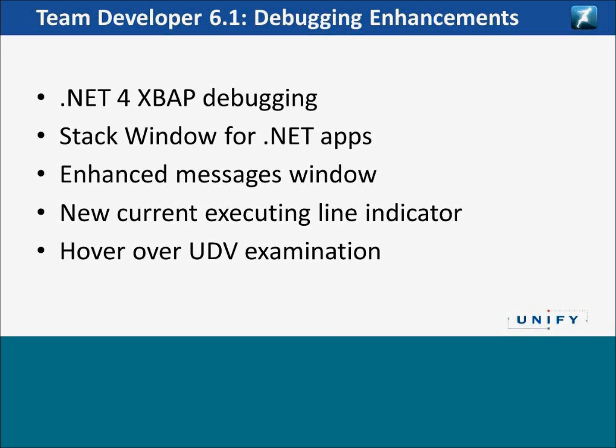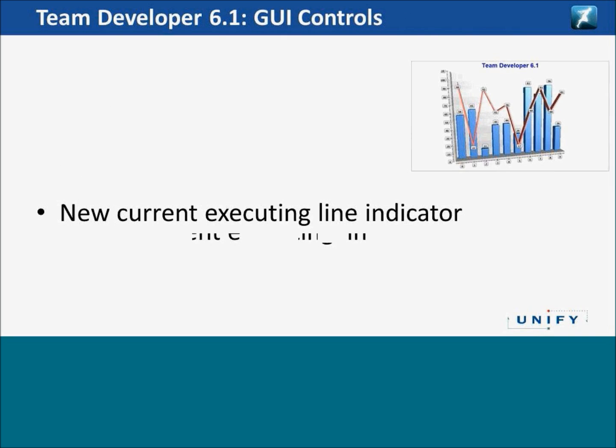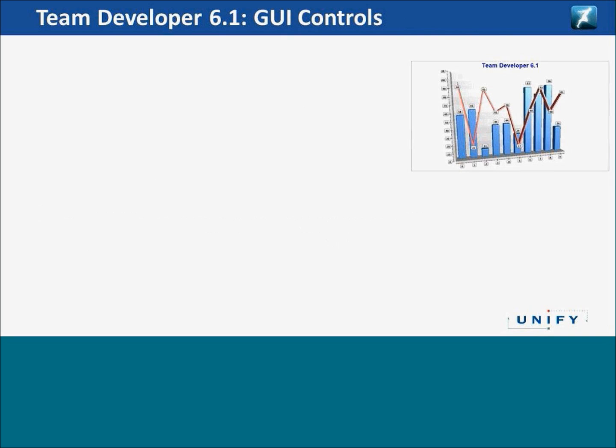And we now have hover over UDV examination. So during debugging, you move the mouse over a UDV, and you will see the values of that UDV displayed. So TD 6.1 GUI controls. That is actually the next section of my presentation now.